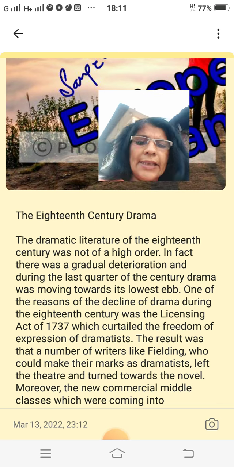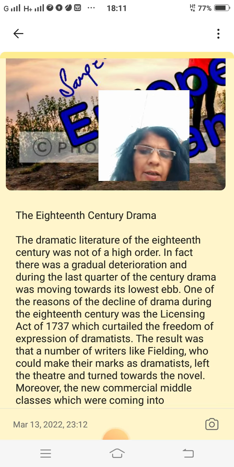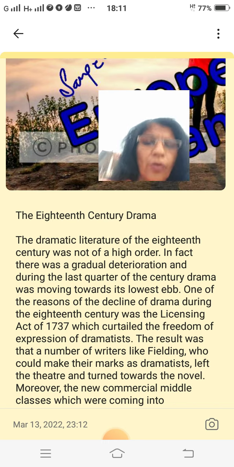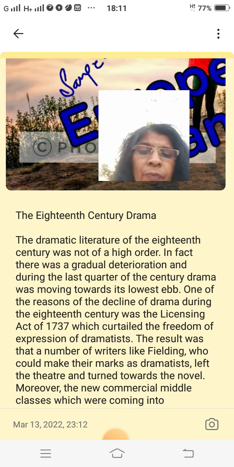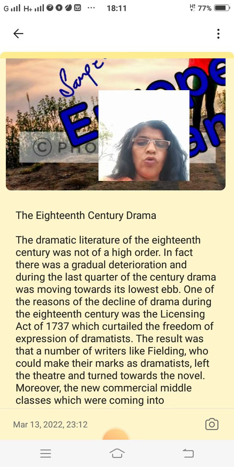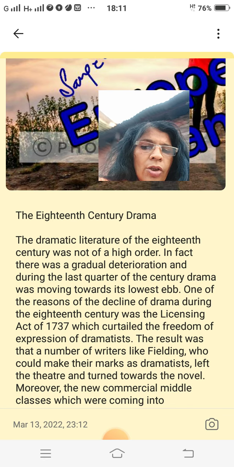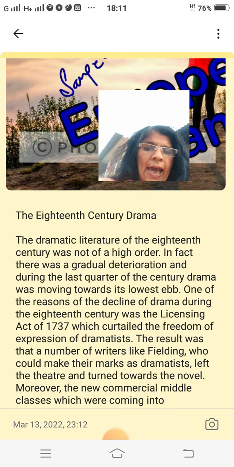The dramatic literature of the 18th century was not of a high order. In fact, there was a gradual deterioration, and during the last quarter of the century, drama was moving towards its lowest ebb.